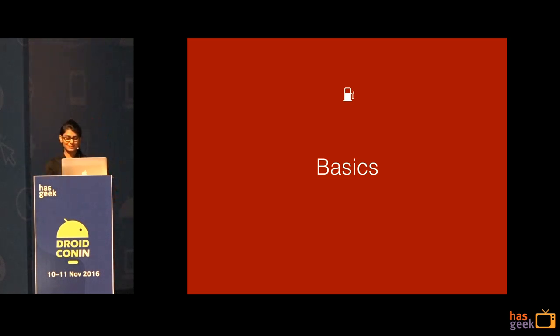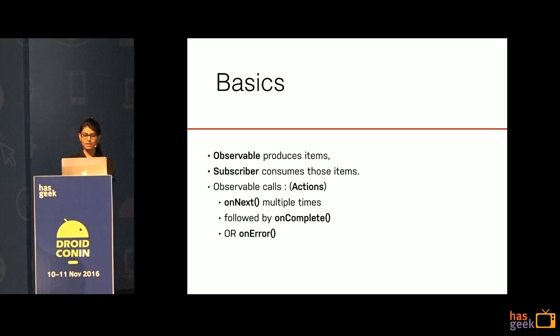So let me go over the basics. We have three main things: observable, subscriber, and actions. Observable is anything that is producing a stream of events, emitting items. Subscriber consumes those items. And actions: whenever any item is emitted in a stream, onNext is called, which is followed by onComplete if everything goes well. And if God forbid you get an error, onError is called. It can get called even without onNext being called, or it can get called after some series of events have been emitted.